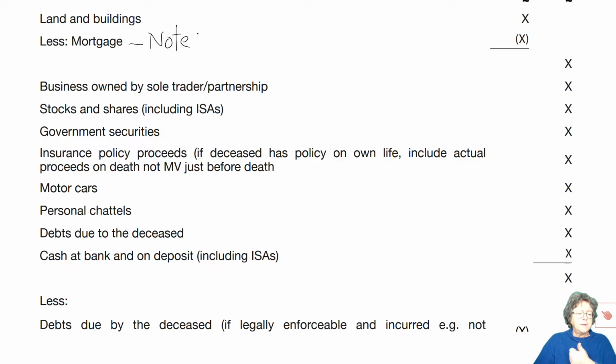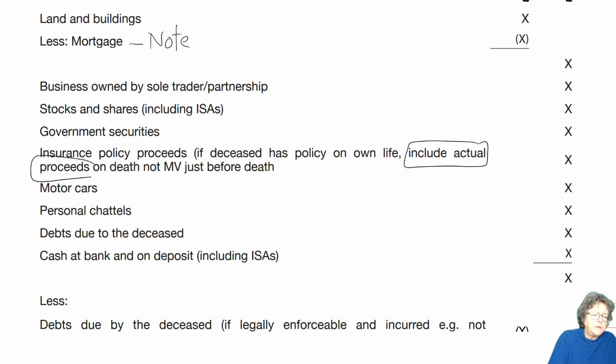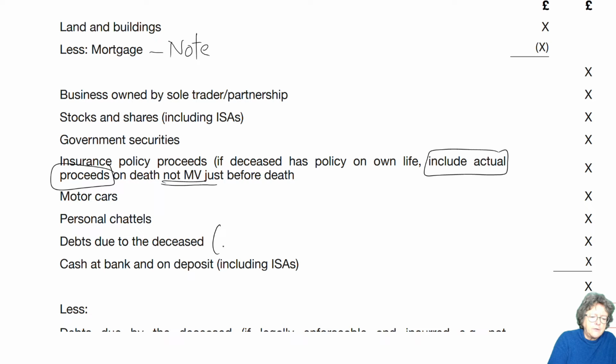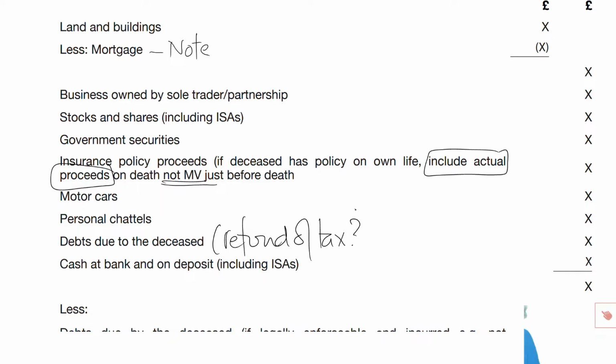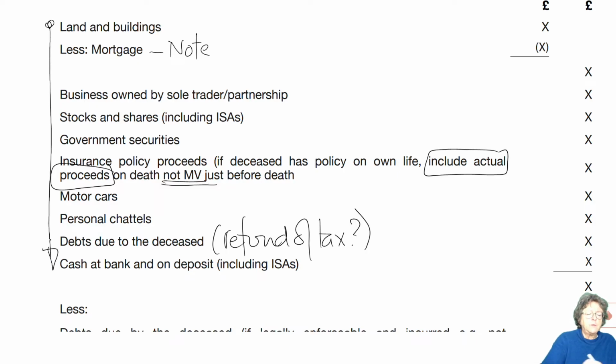Any businesses, any stocks and shares, government securities. If you have an insurance policy, you include here the actual proceeds, not market value. They'll probably give you both in the exam question, and you have to choose. Cars, chattels, debts due to the deceased, where somebody owes you money. It might be a refund of tax, perhaps. Somebody owes you something, and some money in cash, ISAs, anything that you own. You notice least liquid down to most liquid.